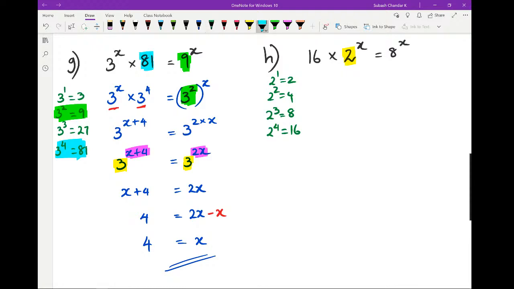So now we're going to get rid of the 16, because that is 2 to the power of 4. We are going to get rid of the 8, because that is 2 to the power of 3. So when we rewrite this, we are going to get 2 to the power of 4 times 2 to the power of x equals 2 to the power of 3x.